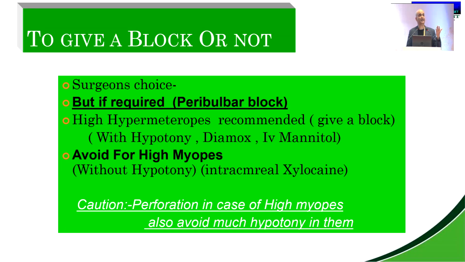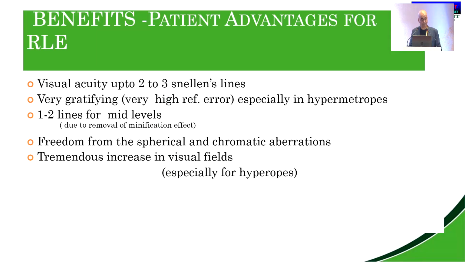Now this is what I said. Hypermetropia, I prefer giving a block. In myopes, it's a good idea to avoid a block. But one good thing is that myopes, due to the chamber fluctuations, will have a lot of pain. I prefer using Xalocaine intracameral during the surgery, Oculan or whatever it's called locally, no commercial interest here. Just inject that to make sure that the patient doesn't experience the pressure fluctuations.